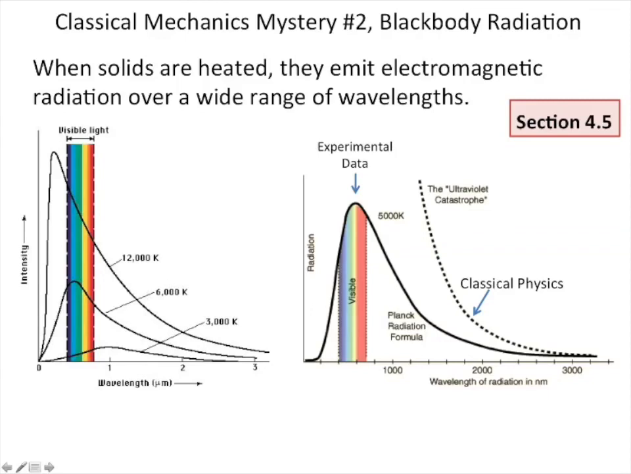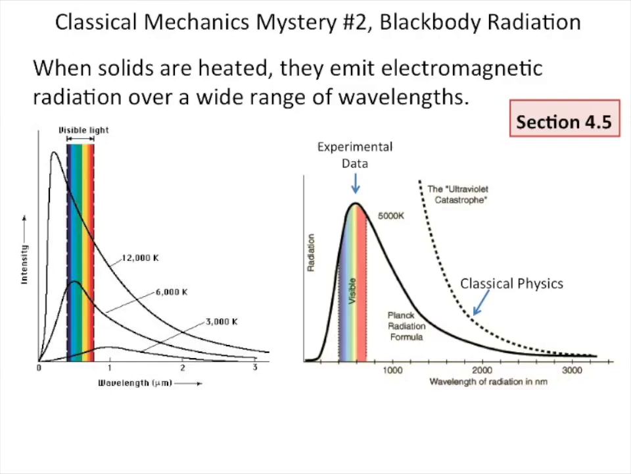All right, classical mechanics mystery number two, blackbody radiation. So when you heat a solid, it emits electromagnetic radiation over a wide range of wavelengths. And so you notice this if you get a piece of metal really hot, it starts glowing red. If you get it hotter, it'll glow kind of yellow. And if you get it extremely hot, then it glows white. This is true in your incandescent light bulbs as well. You get the filament inside the bulb really hot, and it glows kind of yellowish white.